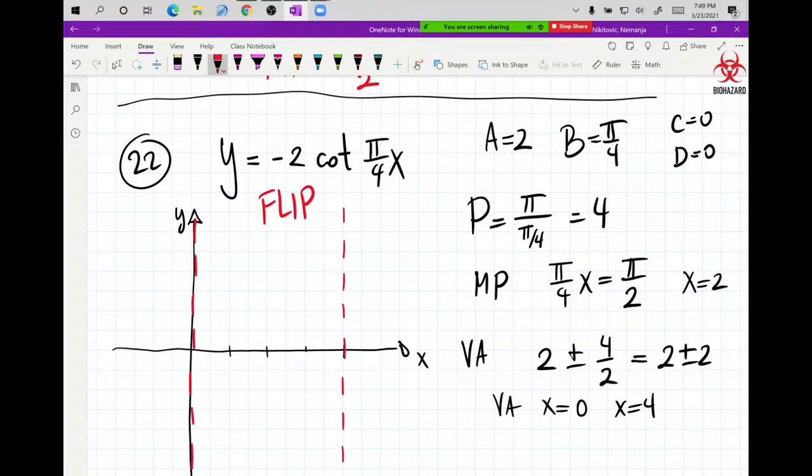And the y-axis, right? That's x equals 0. So I have two asymptotes, and I also have my midpoint at 2. Again, d is equal to 0, so it's not shifted up or down. So we are working on the x-axis, actually. Perfect. I have everything. I know that my midpoint is at 2, my asymptotes at 0 and 4, so we're all good there. The only thing that I should not forget is the flip.